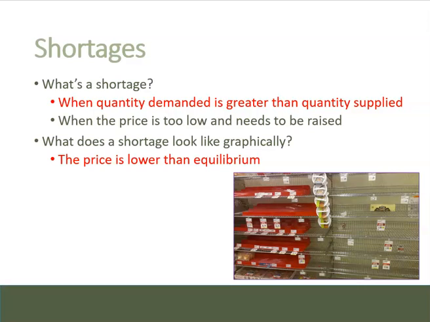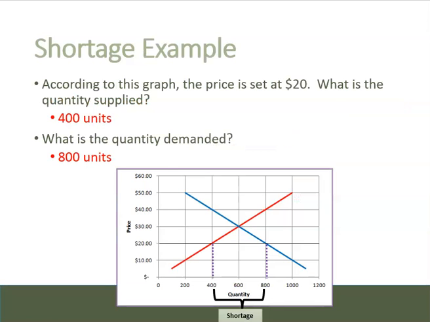What does a shortage look like graphically? That means that the price is lower than equilibrium. So it is not market price. According to the graph, the price is set at $20. What is the quantity supplied? Okay, so if the price is set at $20, the quantity supplied is 400.